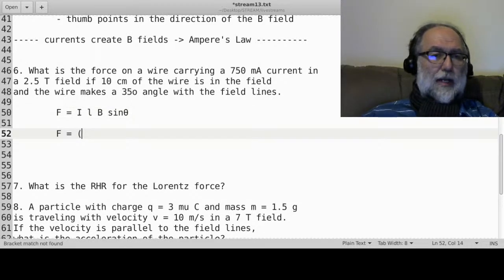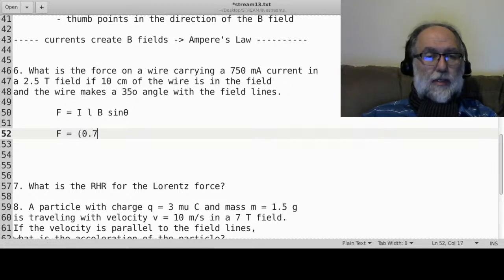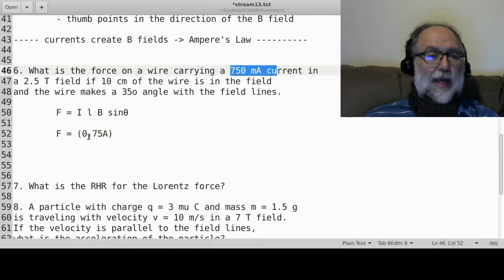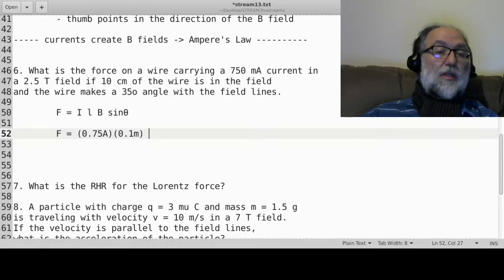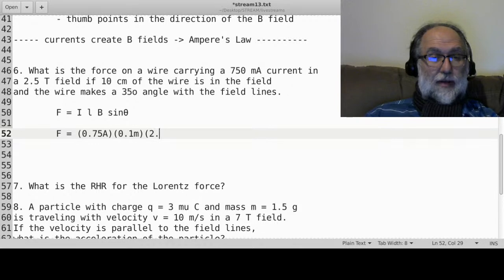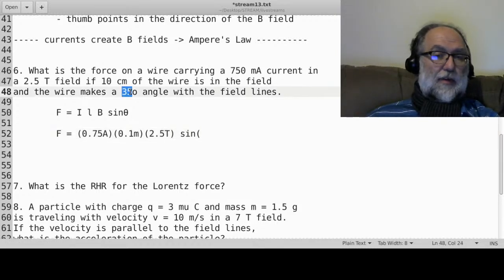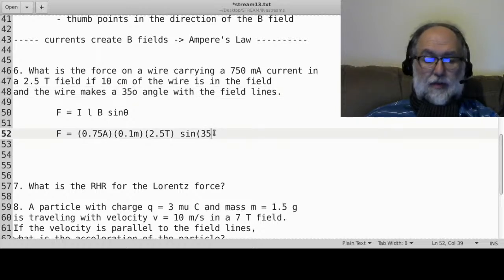The force is going to be the current, and I told you the current was 0.75 amps, because 750 milliamps is 0.75 amps. Now L is the length, 10 centimeters here, and 10 centimeters is 0.1 meters. I'm putting the units in there on purpose; you'll see why. And then the B field I told you was 2.5 Teslas. And finally sine, and I decided to make it 35 degrees, so it's going to be sine of 35 degrees.